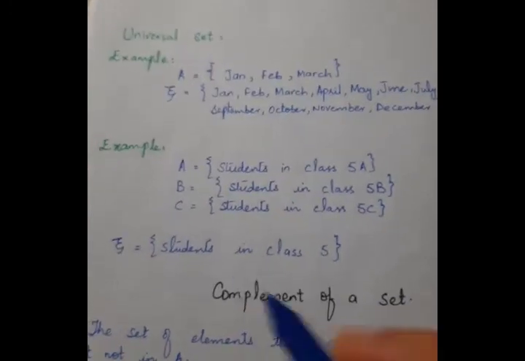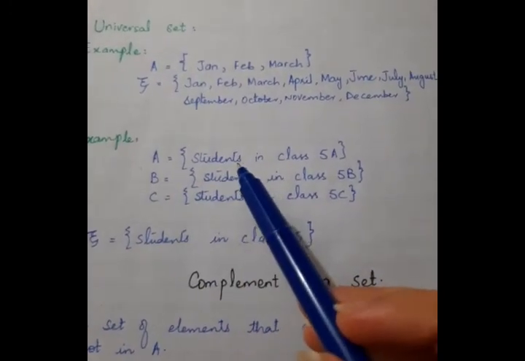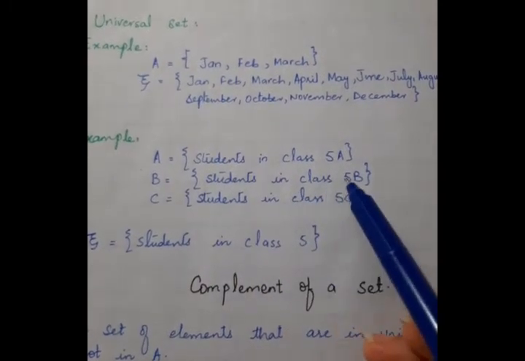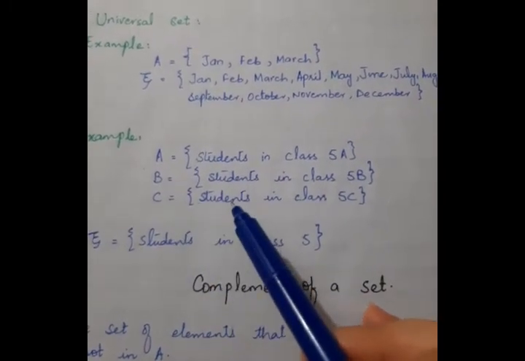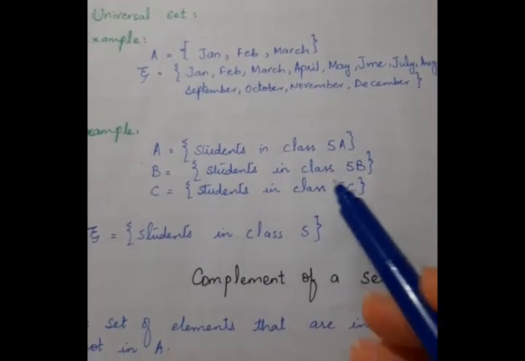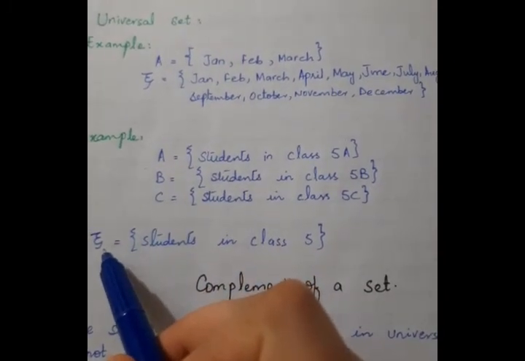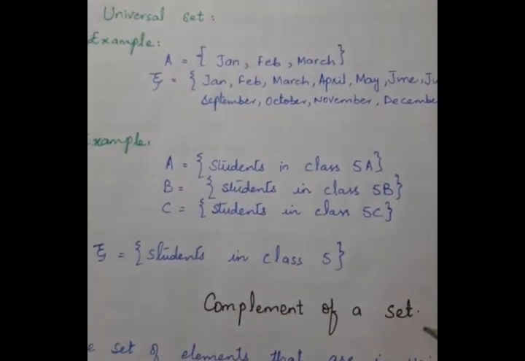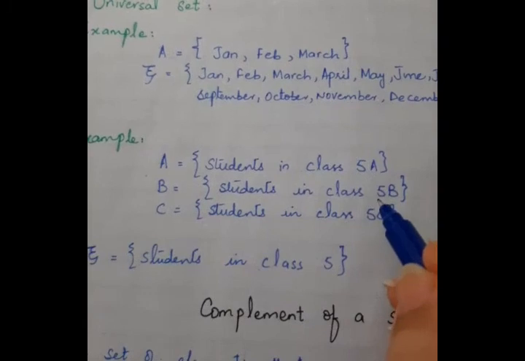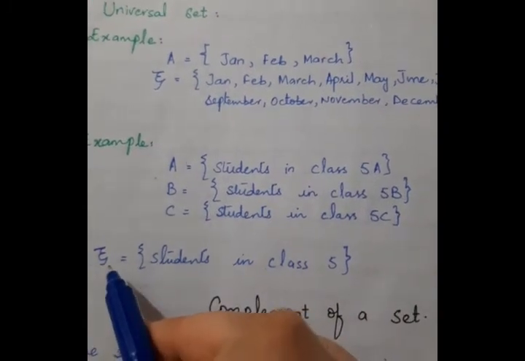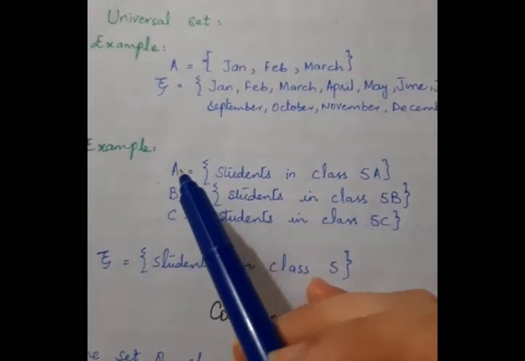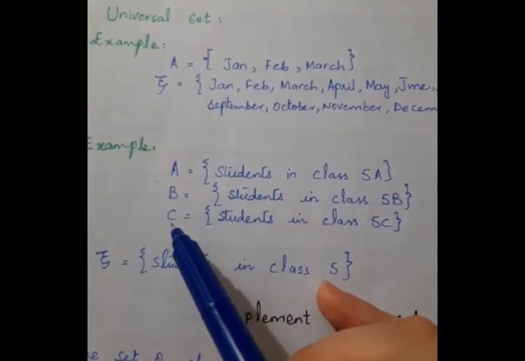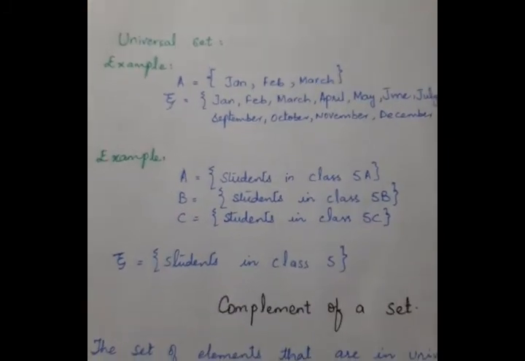Here I have written another example. A shows the students in class 5A, B shows the students in class 5B, and C shows students in class 5C. So the universal set will be all students in class 5, जो कि 5A में भी होंगे, 5B में भी होंगे, 5C. It means that this universal set is going to contain these three sets. A set भी contain करेगा, B भी करेगा और C भी करेगा. I hope कि आपको universal set की समझ आई होगी.